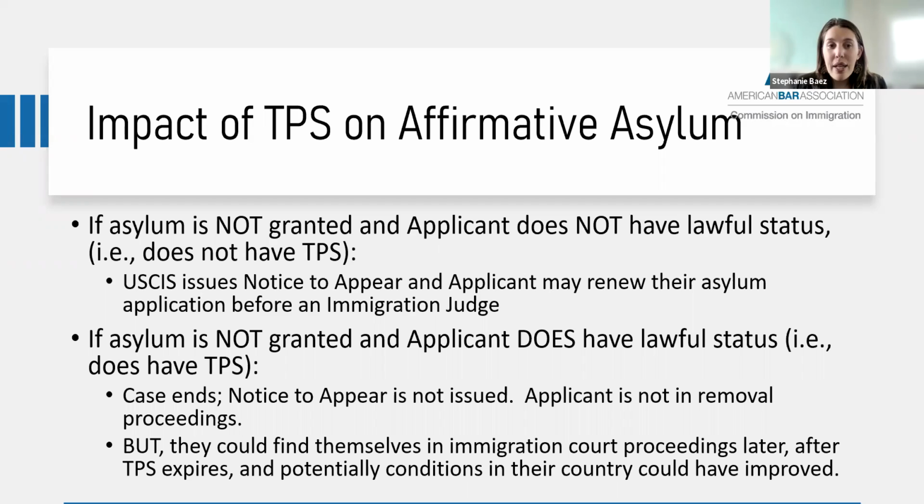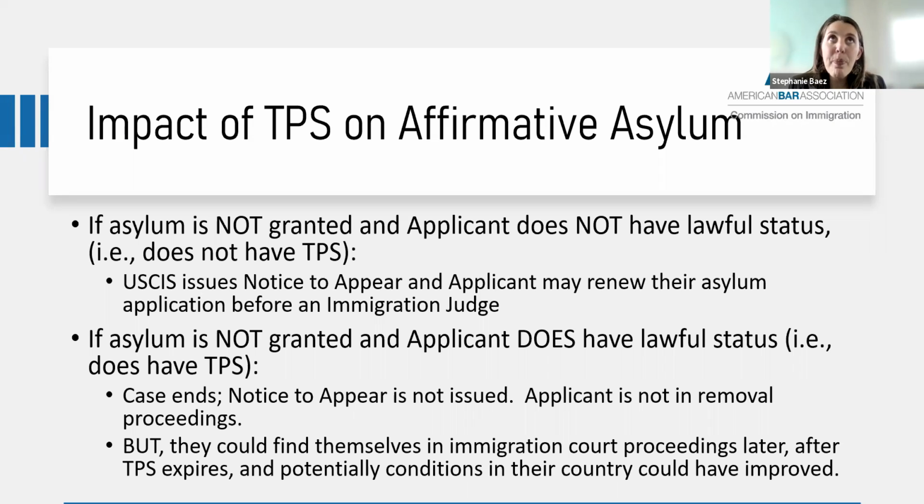As I just mentioned, if your client seeks asylum before USCIS, and they do not have TPS and they have no status for being here in the United States, if their asylum application is denied with their affirmative asylum, then they can be referred to the immigration judge for removal proceedings. But let's say you have sought TPS for your client, and your client now has lawful status and has TPS. If asylum is not granted, if their case is denied, then nothing happens. The case ends. They have status, so they're not going to be referred to removal proceedings.